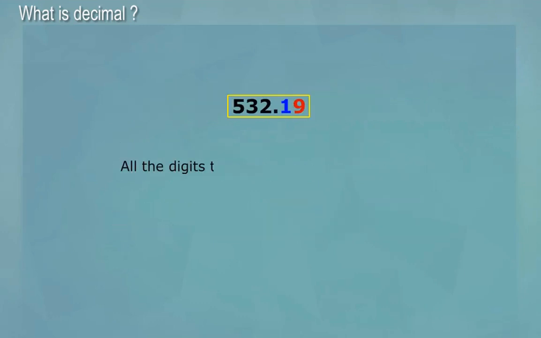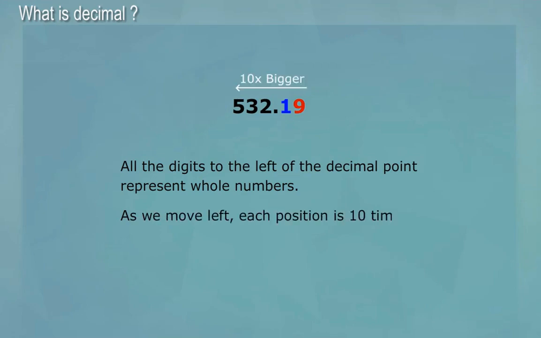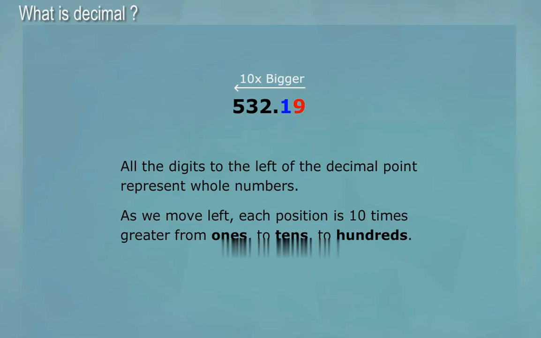All the digits to the left of the decimal point represent whole numbers. As we move left, each position is 10 times greater from ones to tens to hundreds and so on.